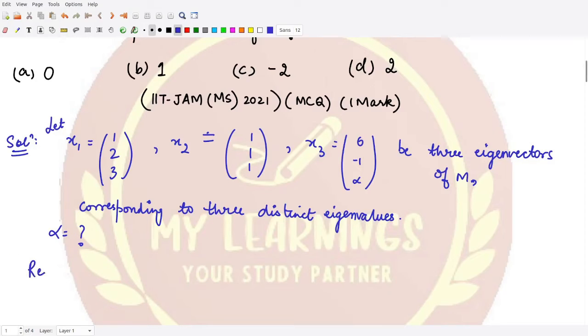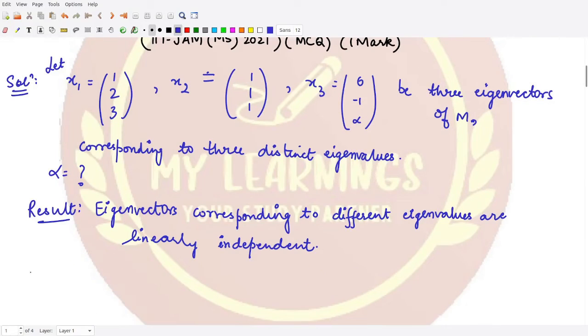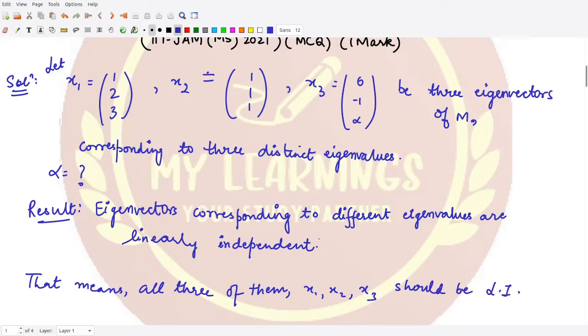If you know this result, that eigenvectors corresponding to different eigenvalues are linearly independent, then we are given 3 eigenvectors which correspond to different eigenvalues. That means all 3 of them, x1, x2 and x3, should be linearly independent, right? Why? Because they correspond to 3 distinct eigenvalues of M.